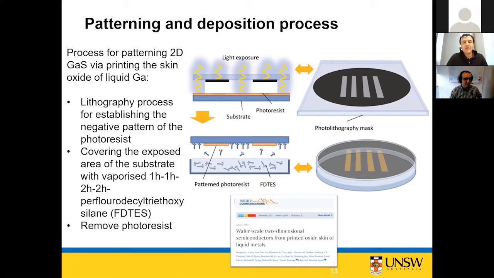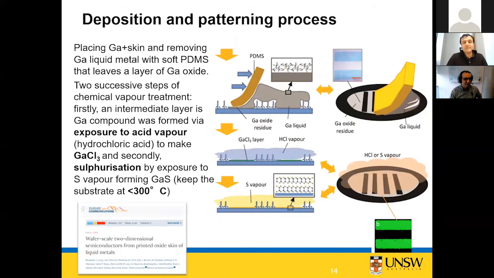We cover those areas with a fluorinated material to make the surface hydrophobic. What does it mean? Hydrophobic means liquid metal doesn't stick to those areas, but the oxide of liquid metal sticks to the areas where it's bare. So we put a liquid metal droplet on the surface, oxide of the liquid metal attaches to those areas. We take a squeegee and we clean the liquid metal from the surface. What remains on the surface, as you see, is the oxide pattern.